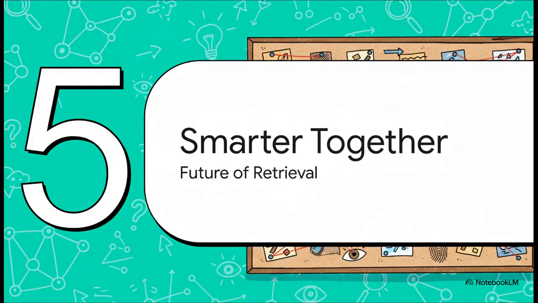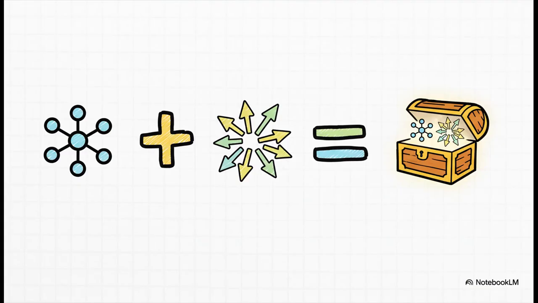So, what's the big takeaway here? Where is all of this headed? Well, it really points to a future where our AI systems aren't just fancy search engines, but they can actually act like reasoning engines. If you remember one thing from this whole explainer, let it be this simple little formula. The future isn't about choosing graph search or vector search. The real magic happens when you combine them. That teamwork is what gives you a much richer, deeper, more contextual understanding of your data.